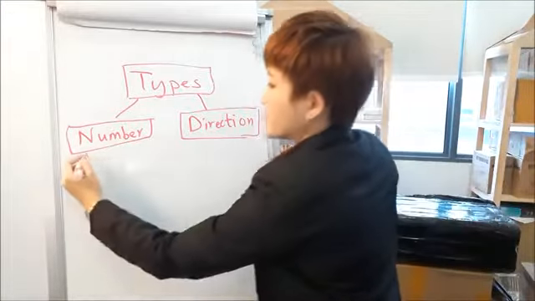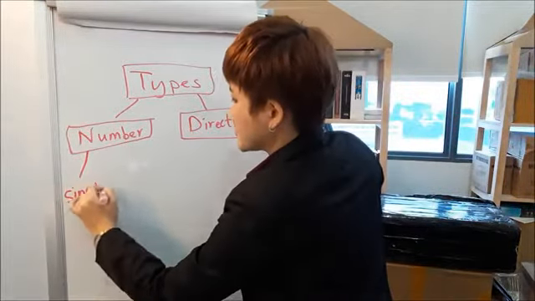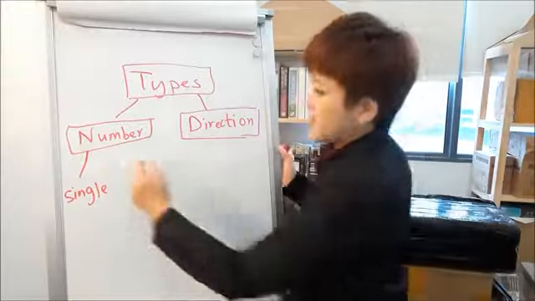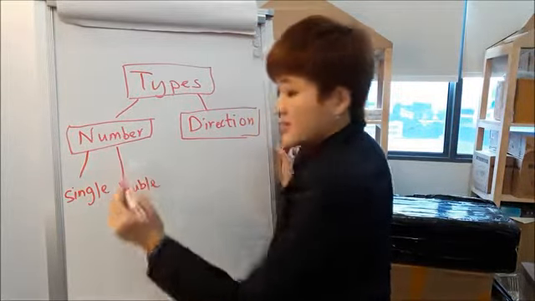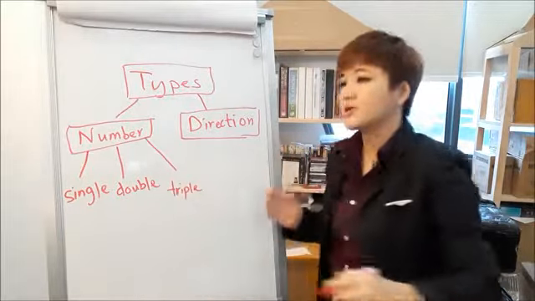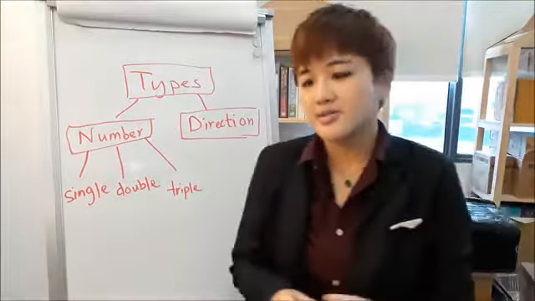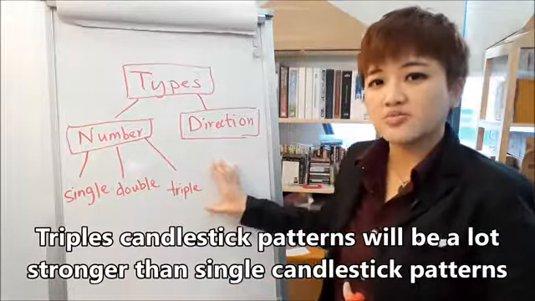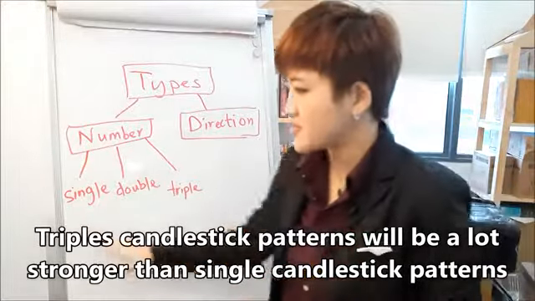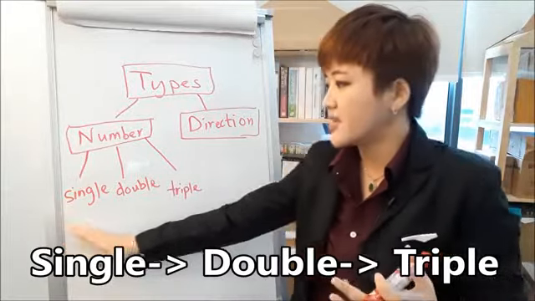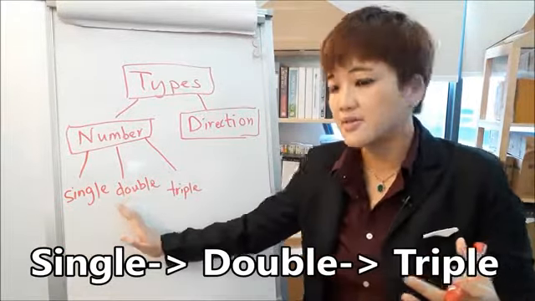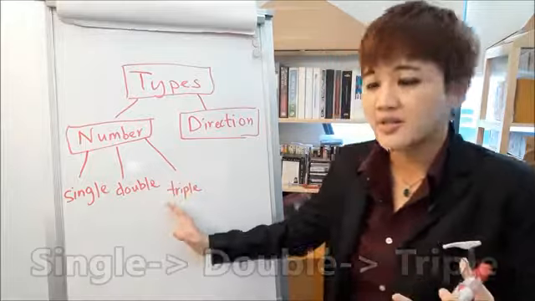The first type of candlestick is the single candlestick pattern. Second type, you have double candlestick patterns, and triple candlestick patterns. The thing is, triple candlestick patterns will be stronger as compared to single candlestick patterns. Learn single candlestick patterns first, followed by double candlestick patterns, then followed by triple candlestick patterns.